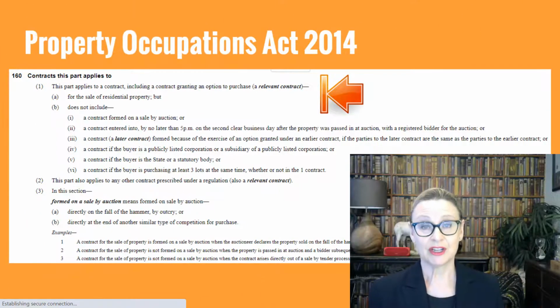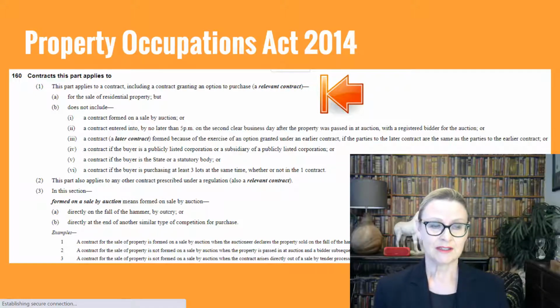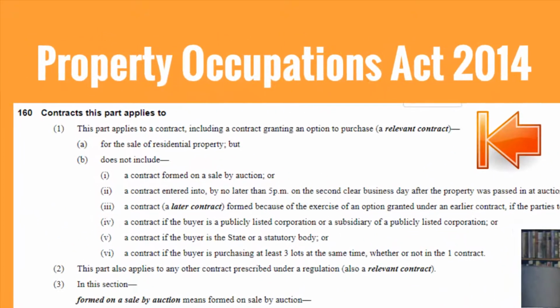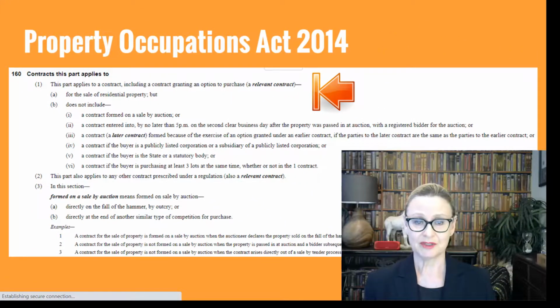So what is this regime that sets up the cooling off period for buyers? It is none other than the Property Occupations Act, which we have come into contact with a couple of times before in this unit. Section 160 is the provision that shows you what contracts need to include the warning statement. As you can see, sub 1 there, contract including a contract granting an option to purchase, that is a relevant contract for the sale of residential property. Doesn't include a whole stack of stuff.